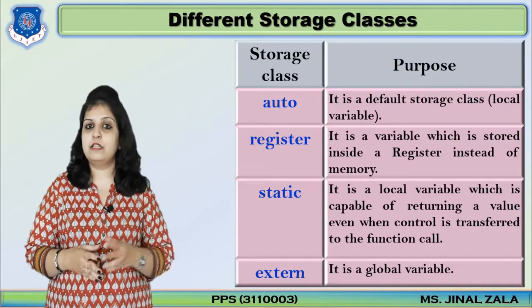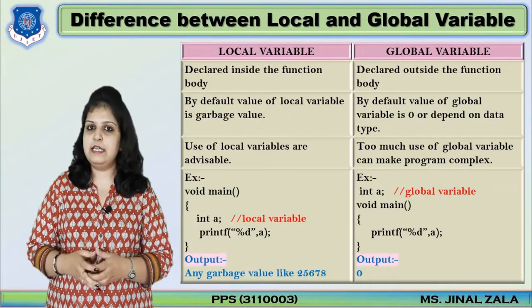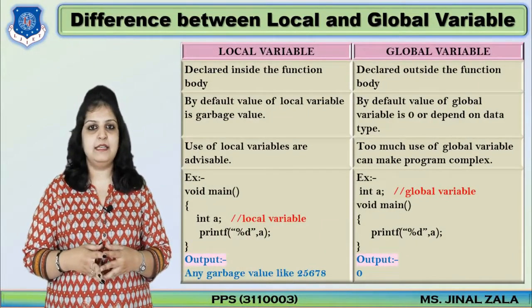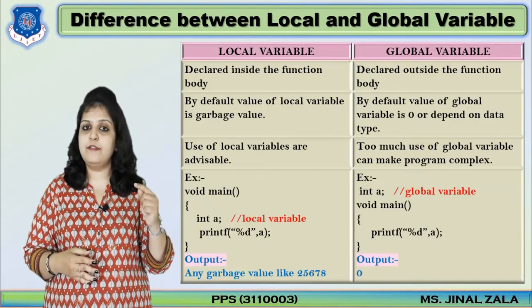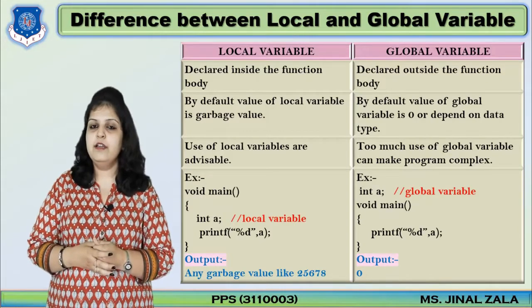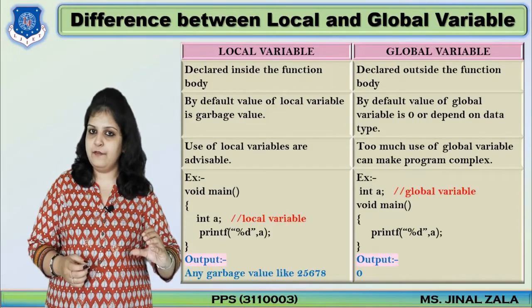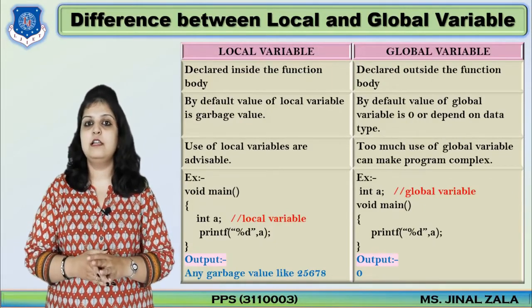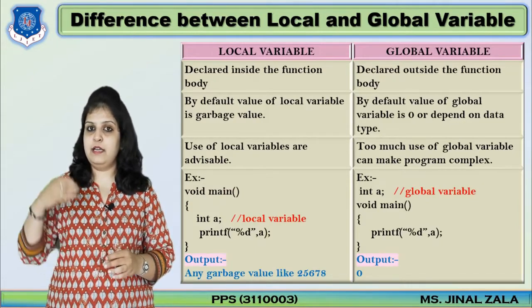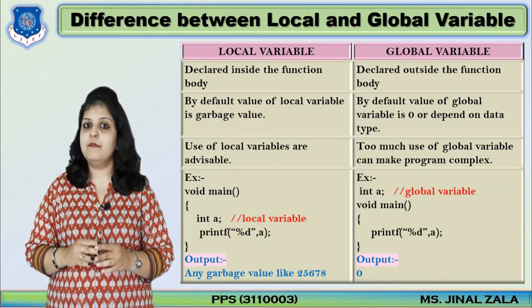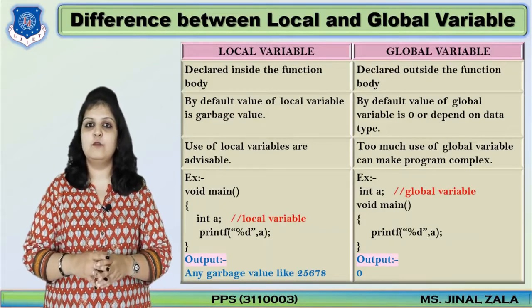So let's see first the difference between local variable and global variable. This theory is always asked for 3 to 4 marks in the exam. So what is the difference? First point: a local variable is always declared inside the function body. It means you can declare the variable in the main function or in a user defined function, and that particular variable is called a local variable. And what do you mean by global variable? It is always declared outside any of the functions. It means when we declare it before the main function, that variable is called a global variable.